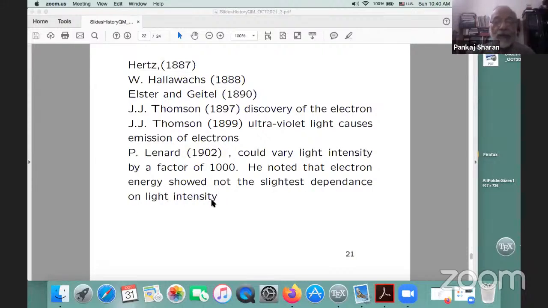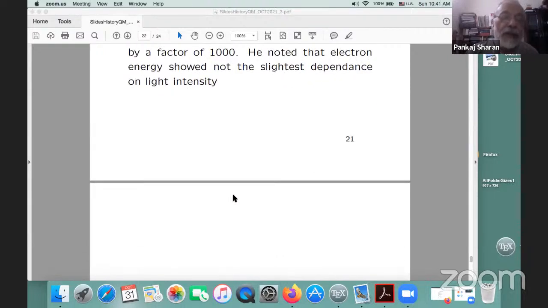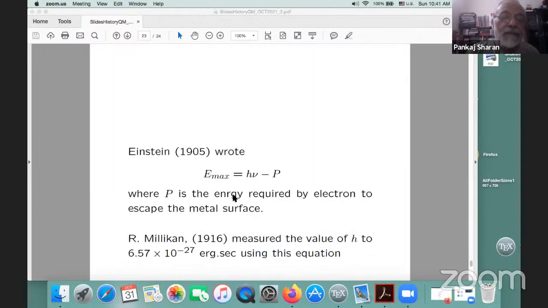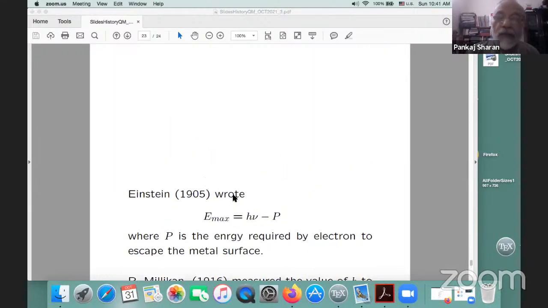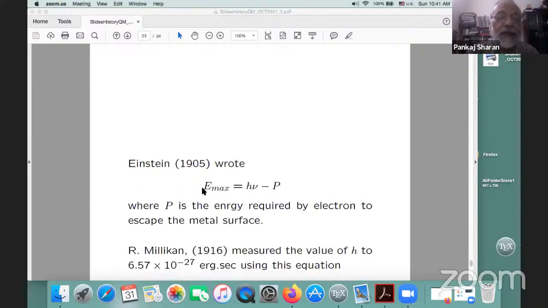This is very important, because light intensity in classical wave theory would simply mean whether the electric vector and magnetic vector are large enough or not, and all energy is contained in that. Whereas if energy is contained in packets, it is only the frequency which determines how much energy is in each packet or each quantum. So this was something important. And in that paper, in the last section, there is this equation, which all of you must have seen. It's called the photoelectric equation.